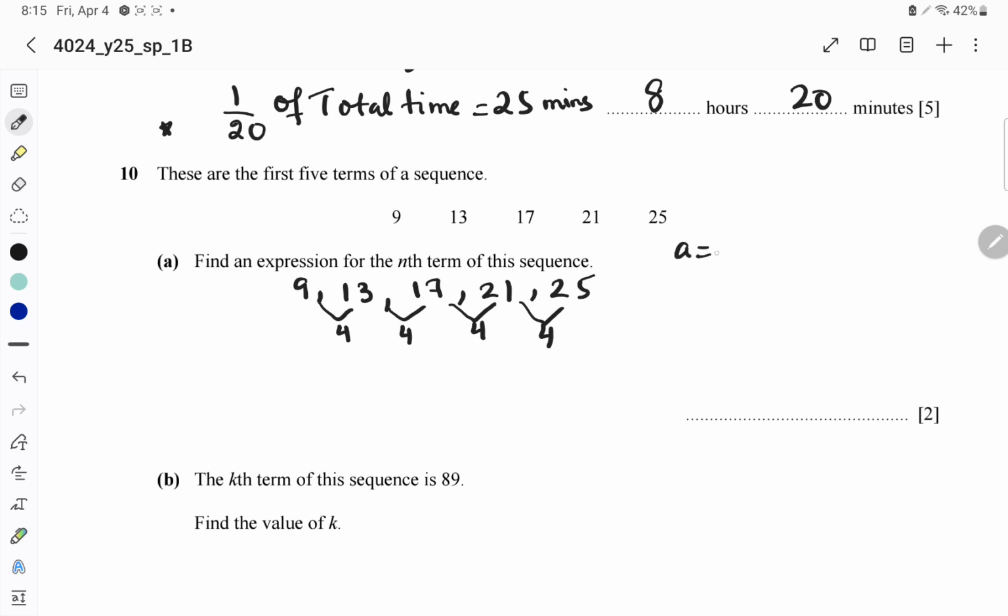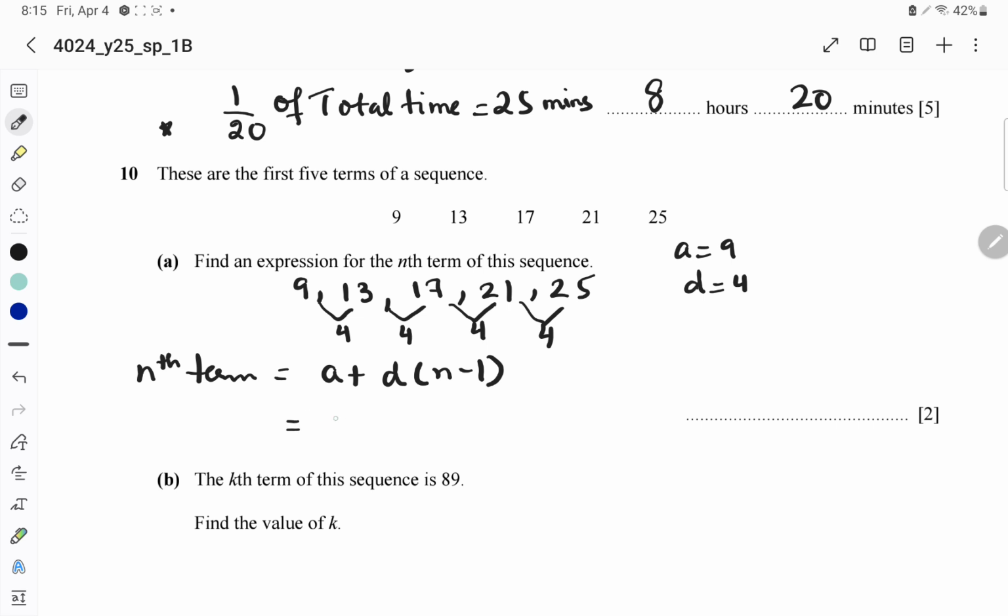So A is 9 and D is 4. A is the first term of the sequence and D is the common difference. So the nth term formula for the linear sequence. Linear sequence means you get the same difference each time. Okay, so A plus D(n minus 1). I've made a sequence nth term video also, so you can check it out there as well.